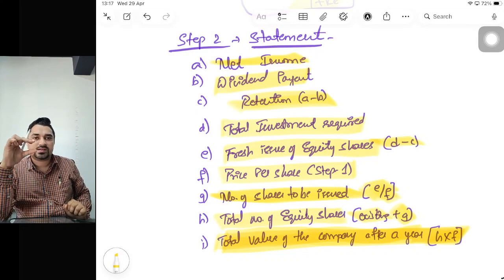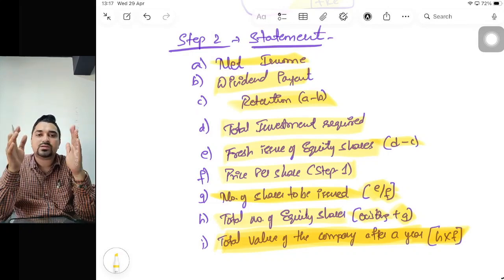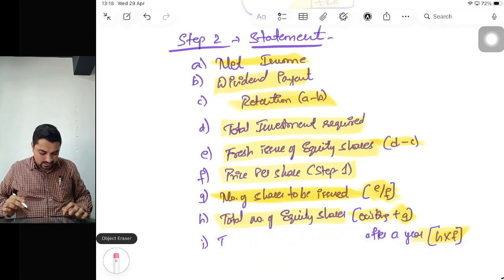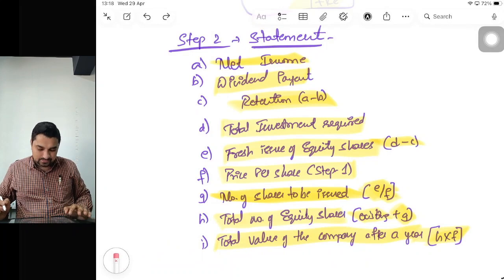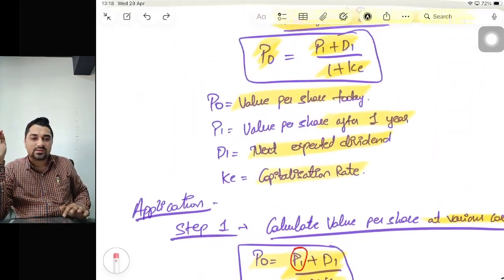So the total number of fresh shares plus the existing number of equity shares will give you the total number of shares. Total number of shares multiplied by market price per share will give you the total value of the company. Yes, this value of the company will remain the same in all the cases, because it is the dividend irrelevance theory. So these are all the topics.